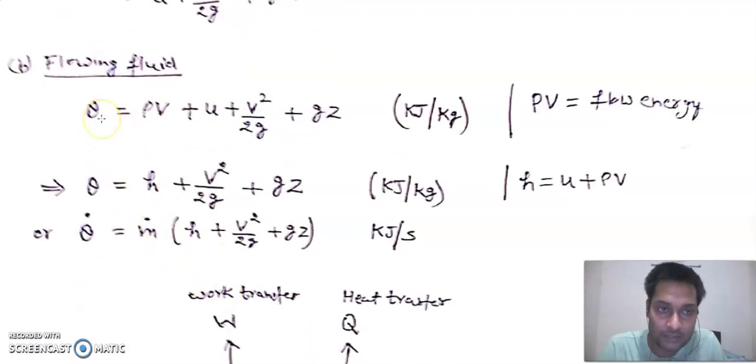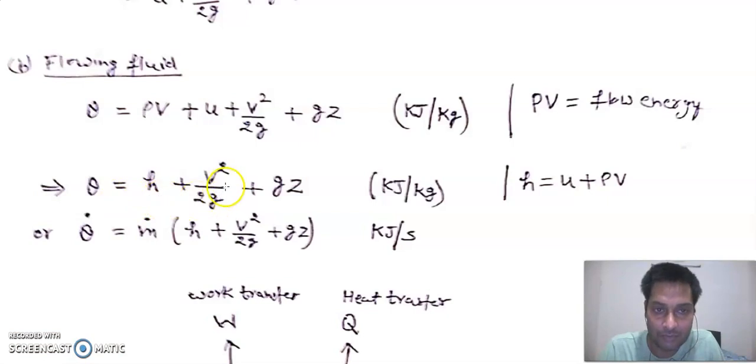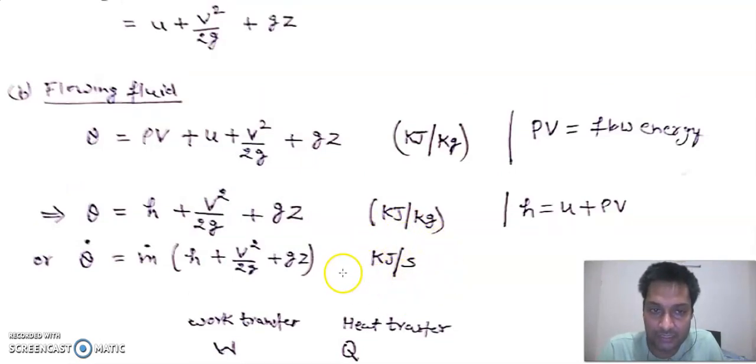Now this theta is equal to PV plus U plus V square by 2g plus gz. This PV plus U is called enthalpy. Enthalpy is U plus PV. So this portion will be equal to H, where H is enthalpy. So the total energy will be equal to H plus V square by 2g plus gz, that is enthalpy plus kinetic energy plus potential energy. This is represented in kilojoule per kg, but if you represent it in kilojoule per second, then you multiply it by the mass flow rate of the fluid.